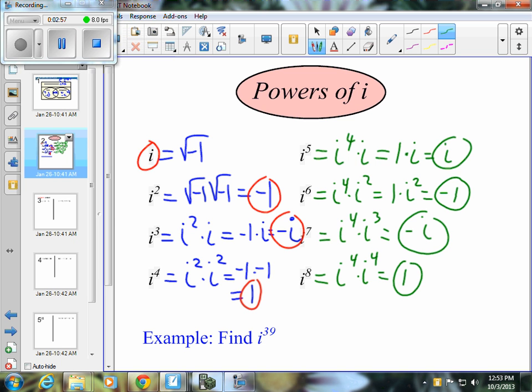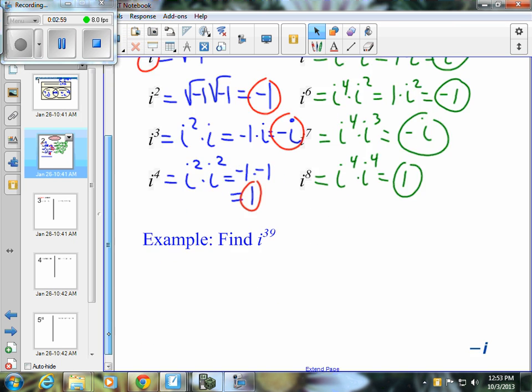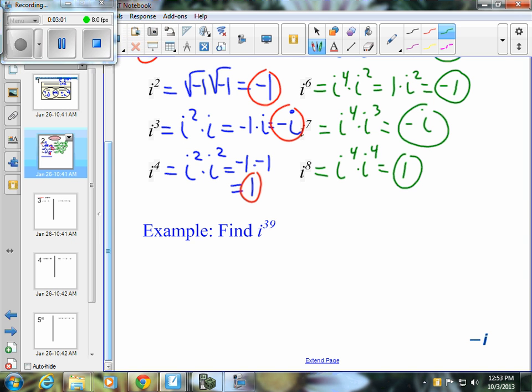So we keep cycling through. If you can figure out where you are in the cycle and the pattern, it's pretty easy to figure out which one of those four values you're going to be. So if we try to do, say, i to the 39th, take the biggest multiple of 4 that's in 39, less than 39, which would be 36. And what you have left is going to be what our value is. So i to the 36, that's really like saying i to the fourth times itself 9 times.